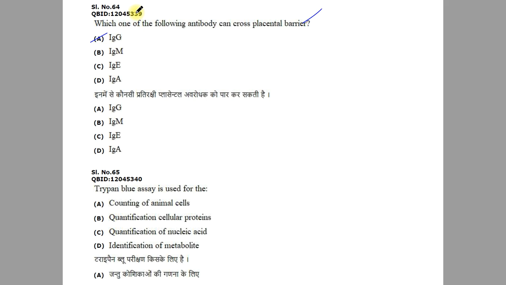The IgG isotypic antibodies, except the IgG2, are the maternal antibodies which can cross the placenta, so they can give protection to the fetus and the neonate. So these were the important questions.